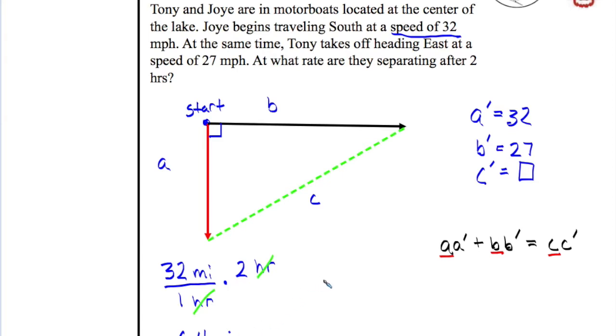Perfect, okay. And let's work on B. So B is going to be 27 miles per 1 hour times 2 hours. Hours and hours, again, the units cancel out. And I'm left with B is equal to 27 times 2. Just do that. 54.